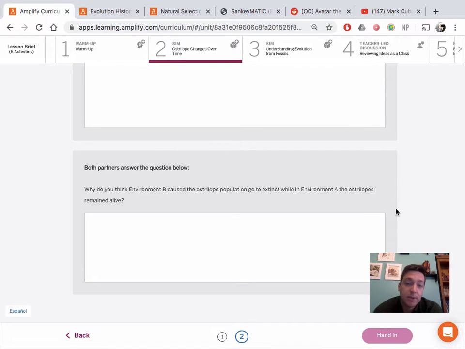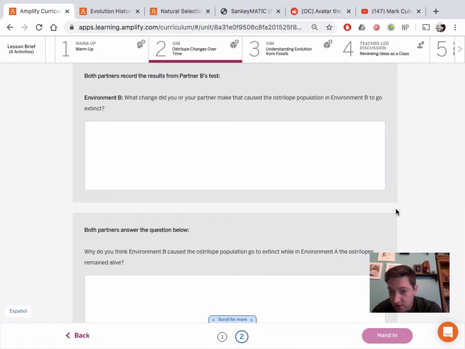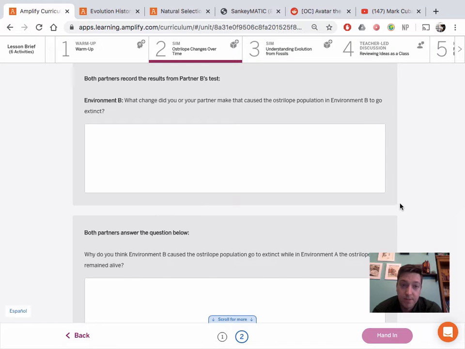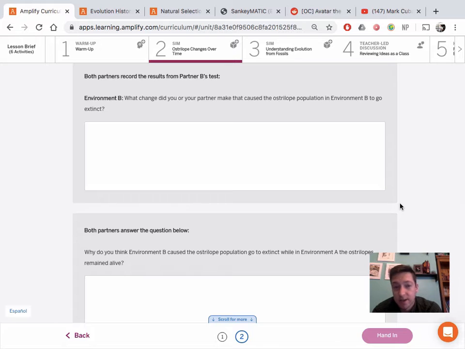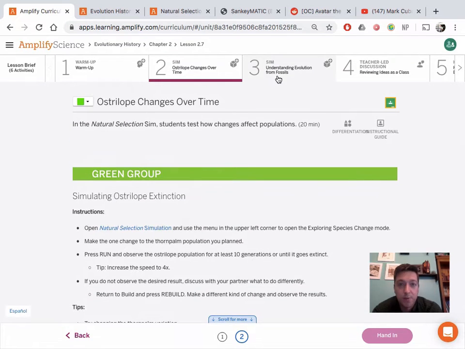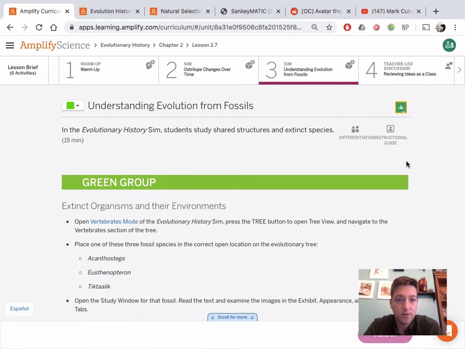How much the environment changes matters. That's why when it comes to climate change, if we can slow it down, it's much better than the climate changing really quickly. Kind of like COVID, flattening the curve. So let's go to part three.